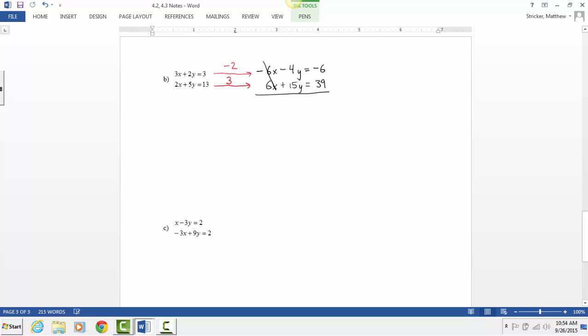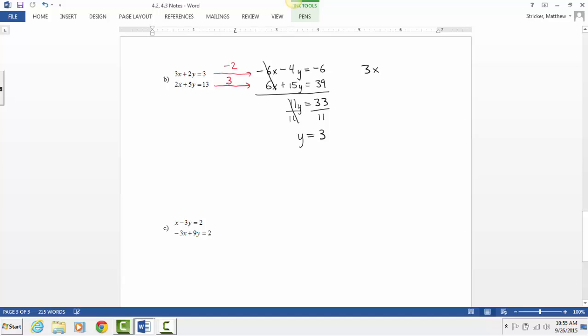Now our x's are going to eliminate just like we wanted. Negative 4y plus 15y is 11y. And negative 6 plus 39 is 33. We divide by 11. And we get y is equal to 3. Of course, remember we have to find x as well. We can plug that 3 back into either equation.